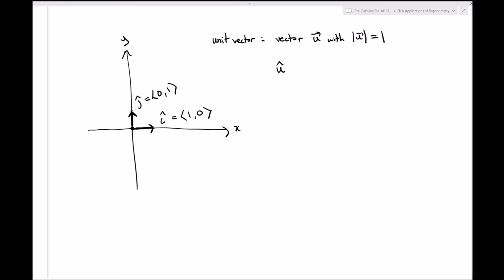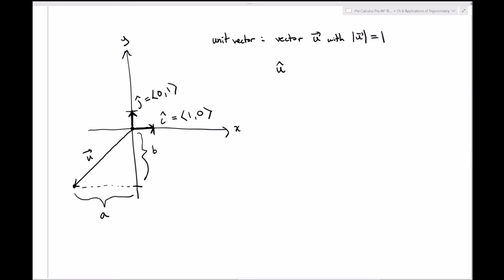So let's say I have this vector out over here called u. From here to here, this is u. We can rewrite u in terms of i and j. And the way that we do that is we scale i and j to the exact magnitudes that the horizontal and vertical components are. So if this distance out here is a, and this distance out this way is b, a is horizontal, b is vertical.